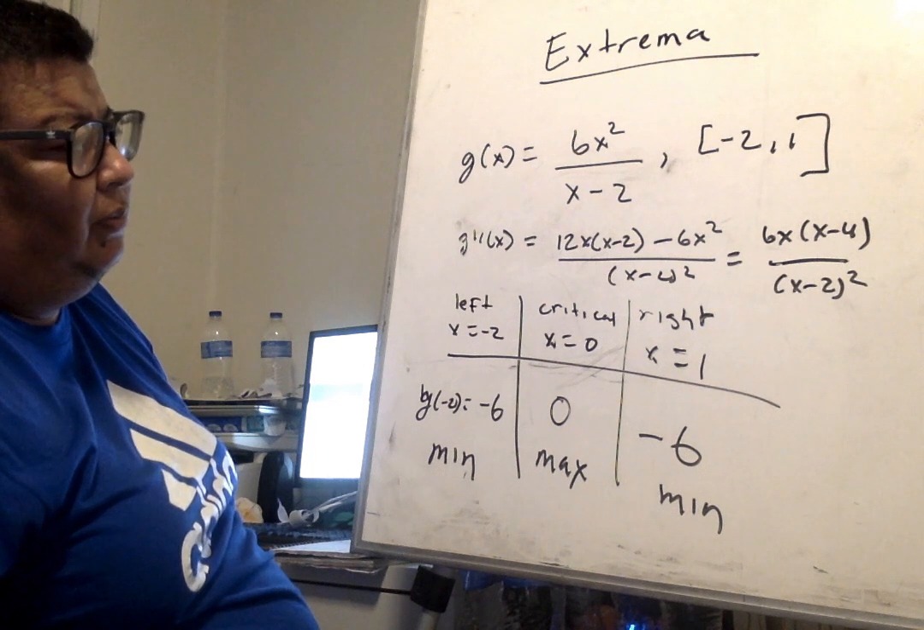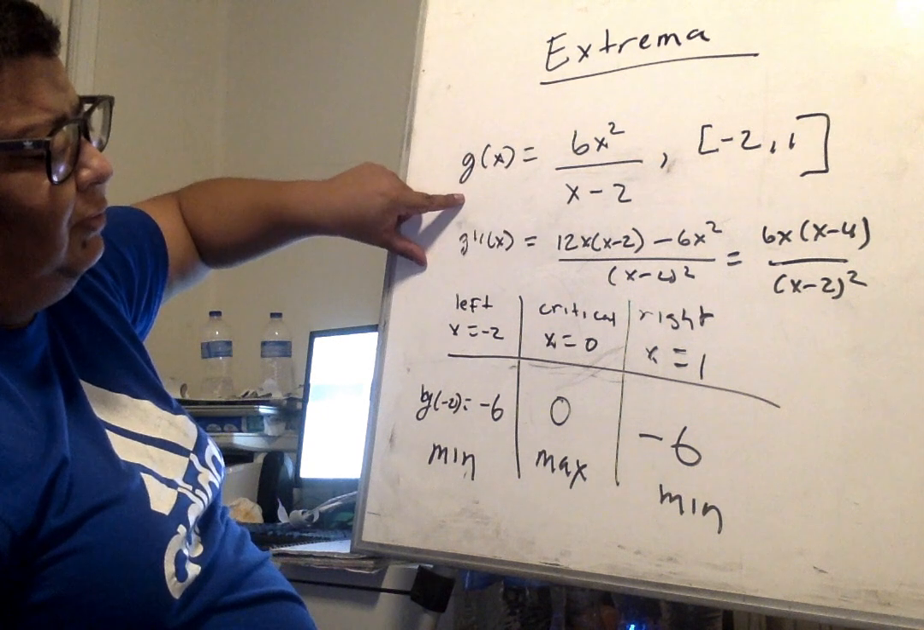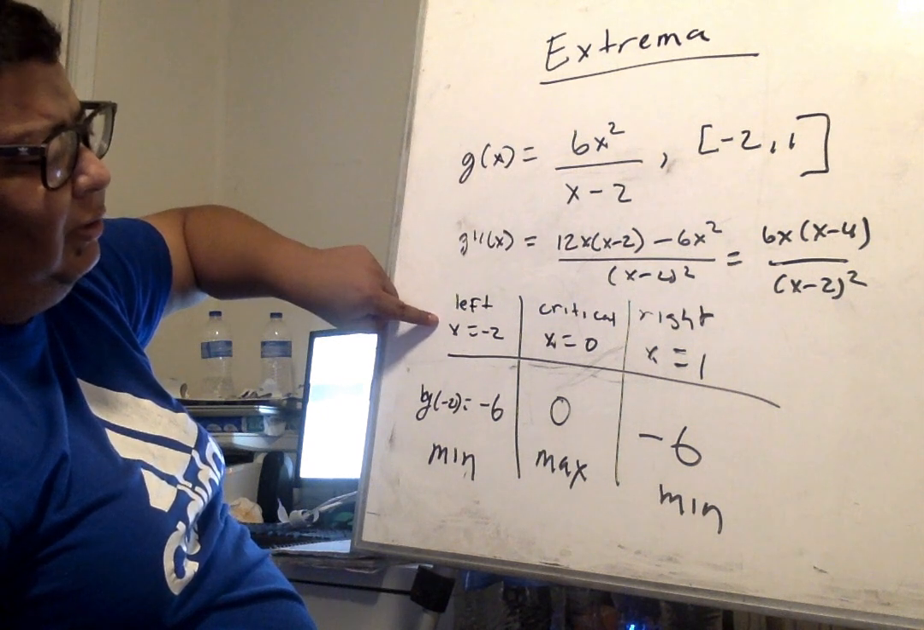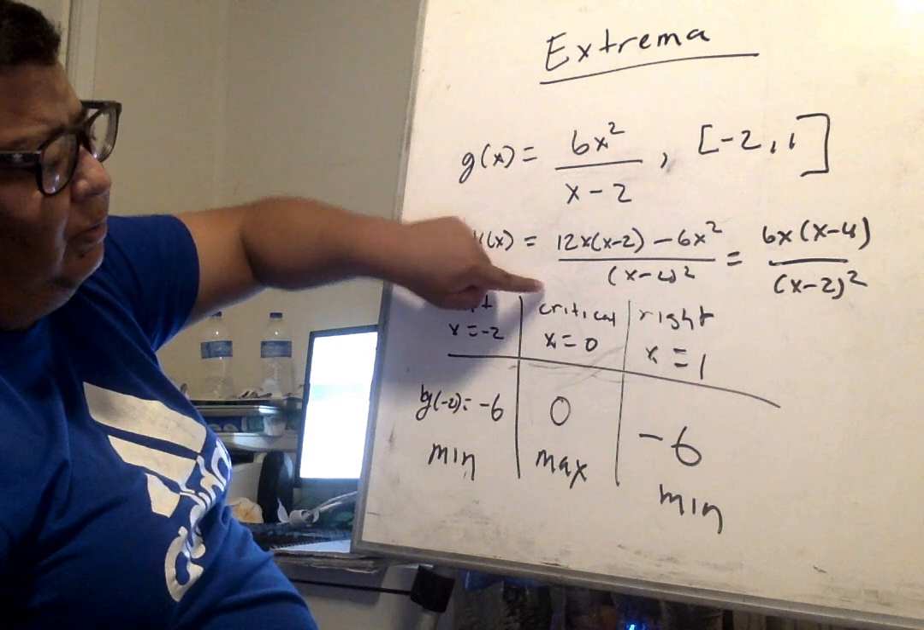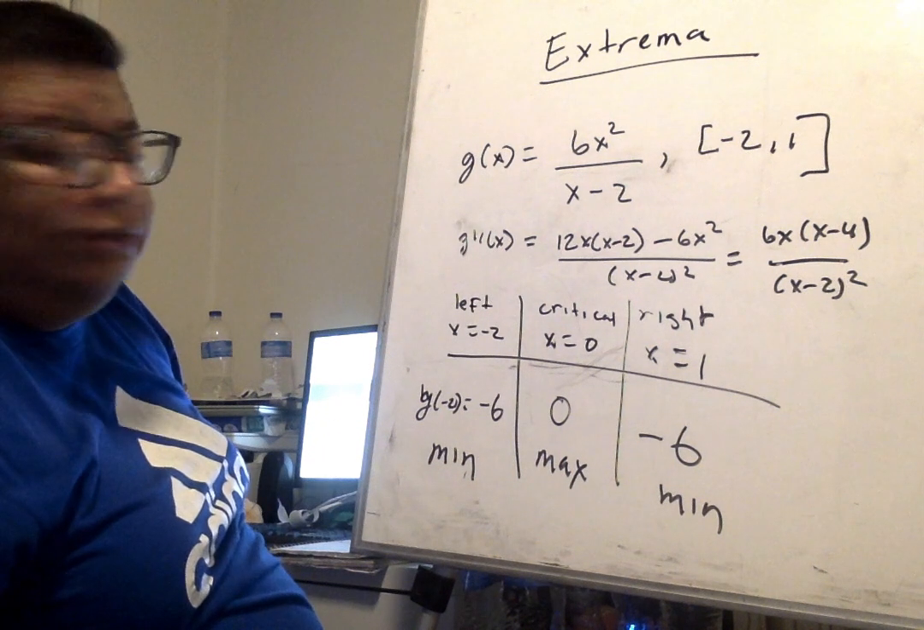So first of all, we get a function, we get a closed interval, we find the derivative, we plug in our left and right endpoints, and we plug in our critical points, then we find the minimum and max. And that's all we have to do for this type of problem.